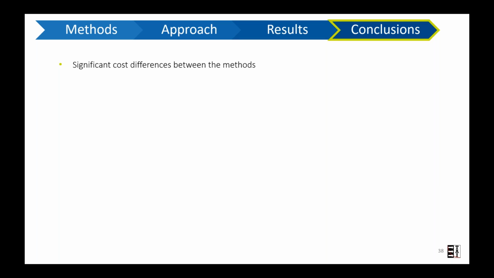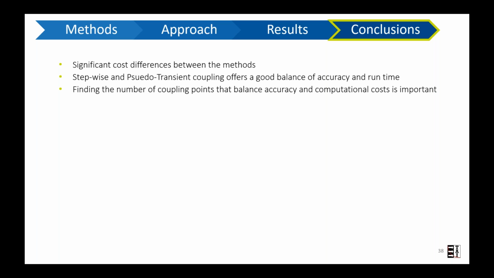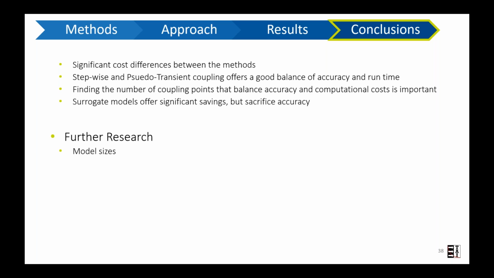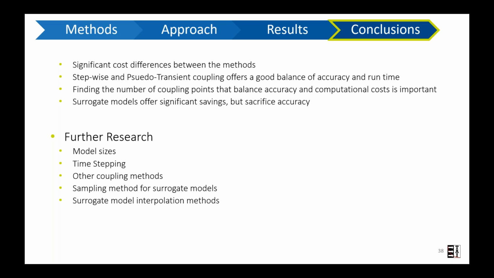Now let's look at some conclusions. We saw that there was a significant cost difference between the methods. The stepwise and pseudo-transient coupling offers a good balance of accuracy and runtime. Finding the correct number of coupling points that balance accuracy and computational costs is very important. And the surrogate models offer significant savings but sacrifice accuracy. Some future research that will be considered would be the size of the model, different time stepping, other coupling methods, the sampling method for the surrogate model, and surrogate model interpolation methods.